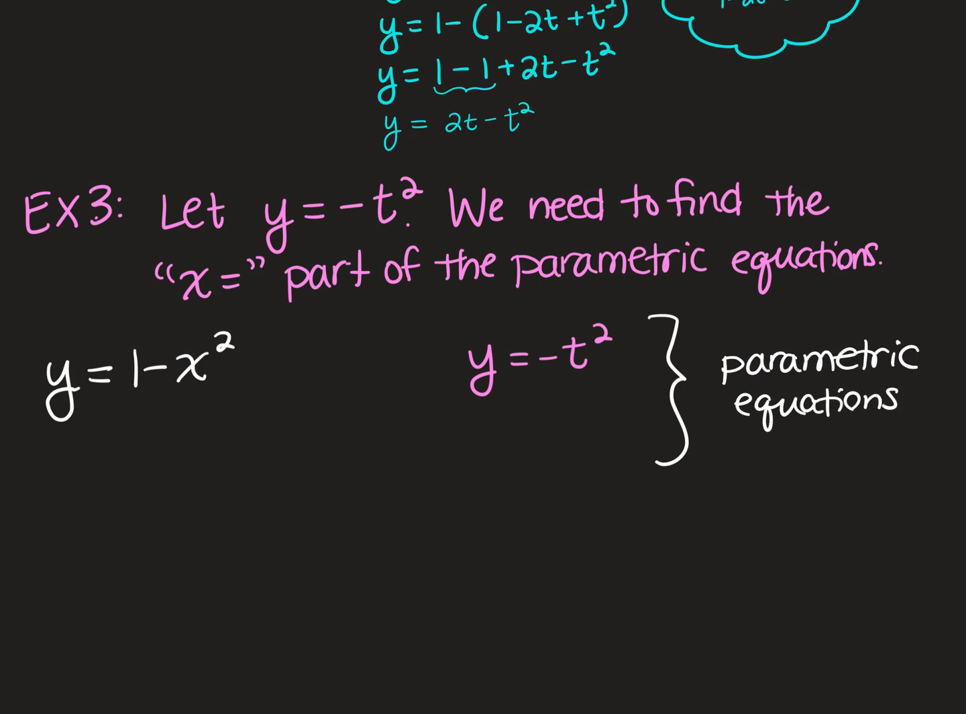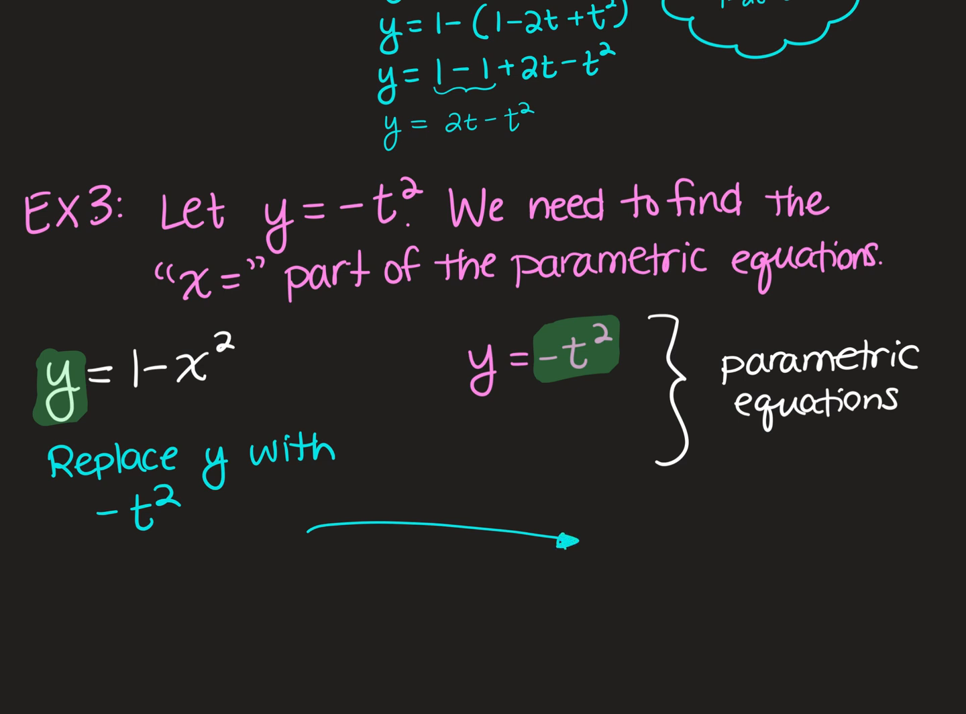Okay, so this time I'm given what y is. So we're still going to do a substitution, but instead of substituting what x is, I'm going to substitute what y is. So I'm going to replace y with negative t squared. I'm again going to do that down here, and then we'll write our simplified version up with the x equals part, with the y equals part.